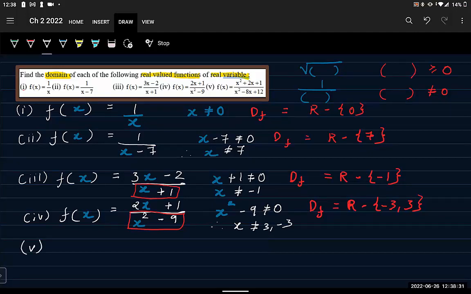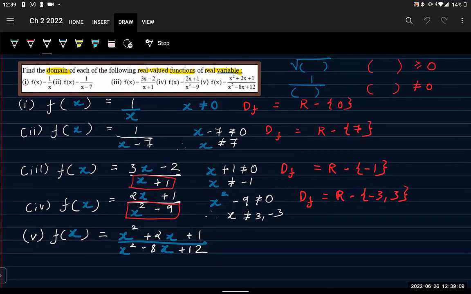In the fifth question, here f of x is equals to x square plus 2x plus 1 in the numerator and x square minus 8x plus 12 inside the denominator. Here we can create factors in the denominator. Again, we will write the numerator as it is. We won't disturb the numerator. We'll write x square plus 2x plus 1 as it is.